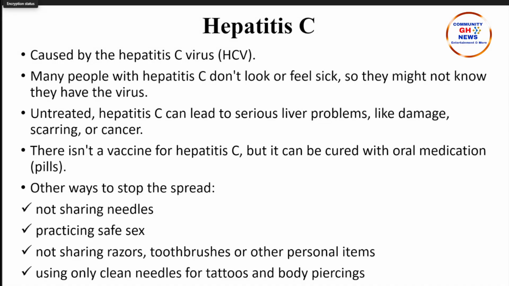There isn't a vaccination for hepatitis C, but it's cured with oral medications or pills. Once you do the test and it's positive, you can be put on those medications. They'll also have you do something we call the viral load to know how much of the virus is in you. Then they'll put you on medications to treat it. The other ways to stop it are to stop sharing needles, practice safe sex, and not share razors and toothbrushes. And when you go for body piercings and tattoos, make sure they are using sterilized and clean instruments.